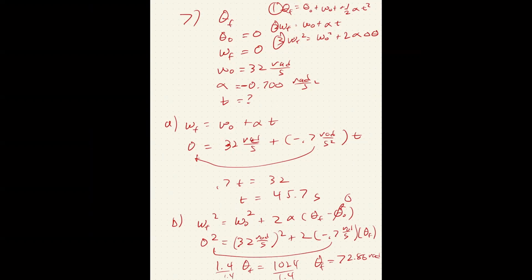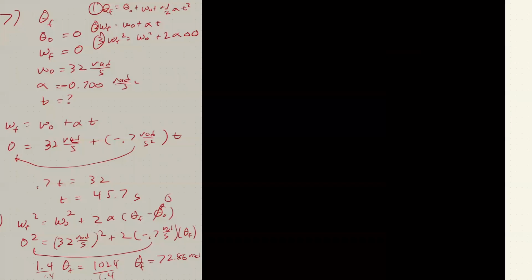So, I've got to use another page. That's okay. It's all electronic. So the 72.86 radians, I want that to be in rotations, right? Revolutions. So I'm going to call it rev for revolutions. So what do I have to do?